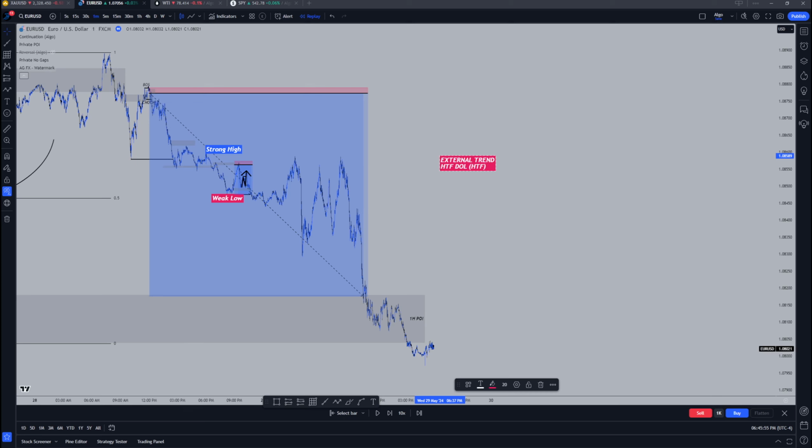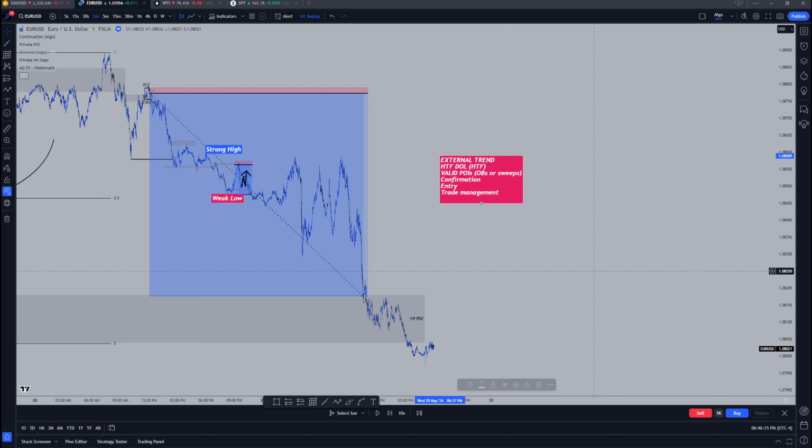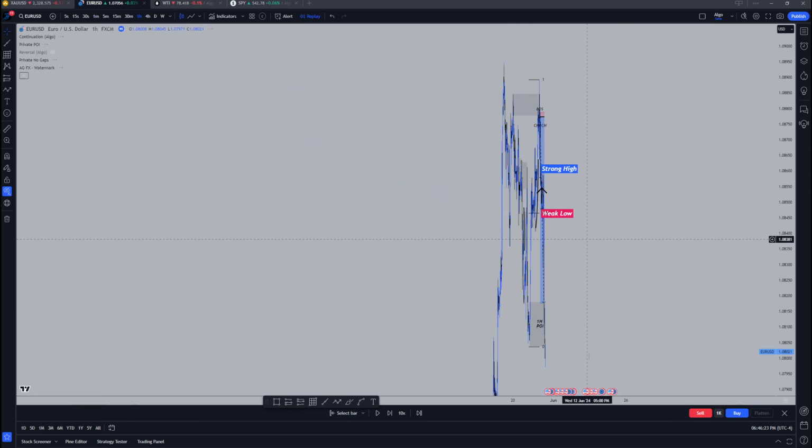And then I look for valid POIs, which is all OBs or sweeps I'm looking for. And then I look for confirmation, and enter. Confirmation, entry, trade management, boom. That's it. Make it as simple as possible. This may not look simple at first, but this is my typical checklist. You have a very high win rate putting all these things together.